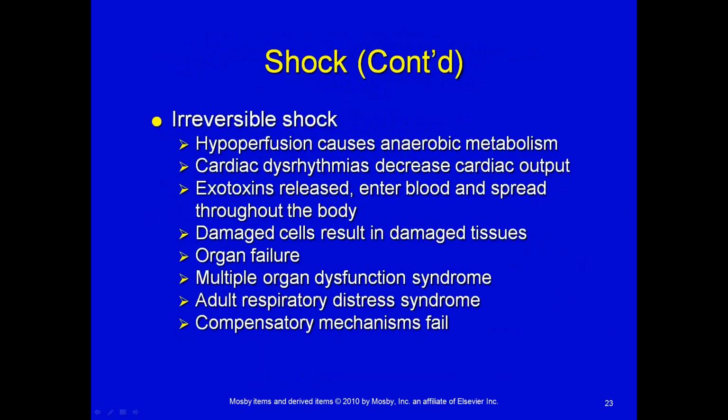Now, irreversible shock is when the hypoperfusion causes anaerobic metabolism. You get all this acid in the system. Cardiac dysrhythmias lead to decreased cardiac output. Exotoxins are released. They enter the blood. They spread throughout the body. These exotoxins damage cells. Cells, when they are together, form tissue. Tissue is specialized, so a collection of liver cells would be liver tissue.